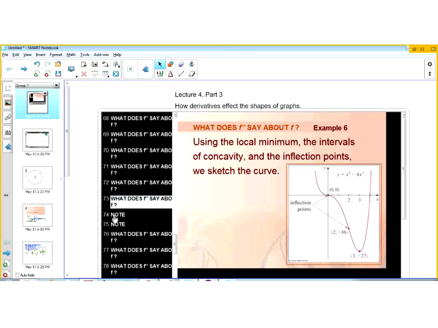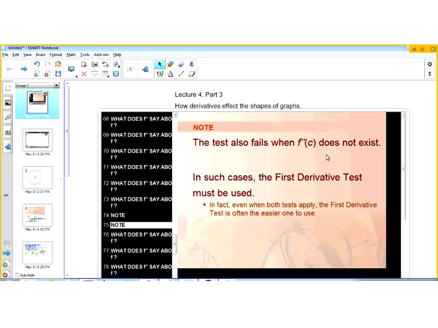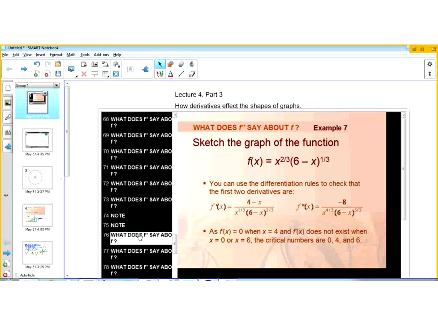This is how we started off the class. The second derivative test is inconclusive when the second derivative is equal to 0. When the second derivative equals 0, there might be a max, a min, or neither. It also fails when the second derivative doesn't exist. In this case, you have to resort to the first derivative test.